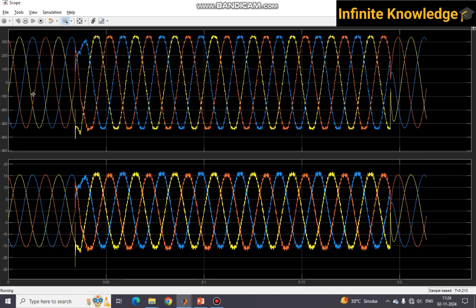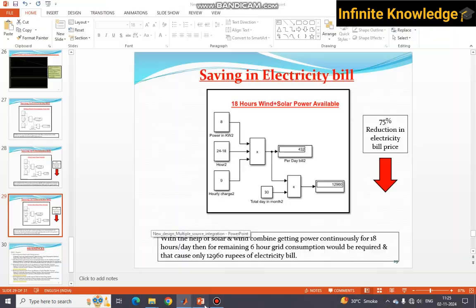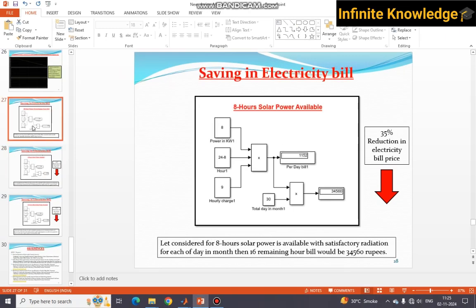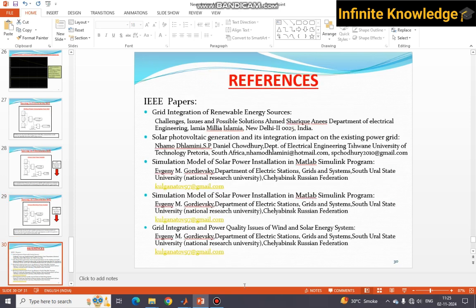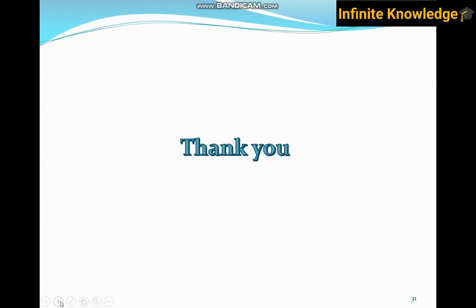You can see very clearly that initially the power is coming from the grid. So it's a very clear waveform. Then it goes to the inverter or battery portion, and after some time when my power comes back, it again goes back to the grid. There is no solar or wind in this scenario. There is only a battery and the grid. So this is how you can develop this module. I have completed this saving part also, and these are the references from IEEE papers.